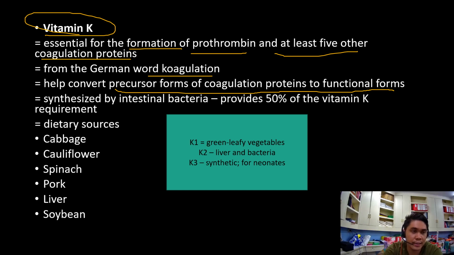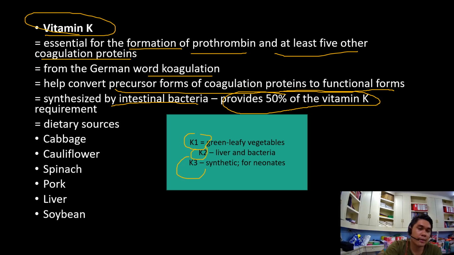Next, it is synthesized by intestinal bacteria or gut normal flora, and the gut normal flora provides 50% of your vitamin K requirement. Now, regarding vitamin K, you have three types, K1, K2, and K3. For K1 source, you have green leafy vegetables. For K2, you have liver and the gut flora, bacteria.